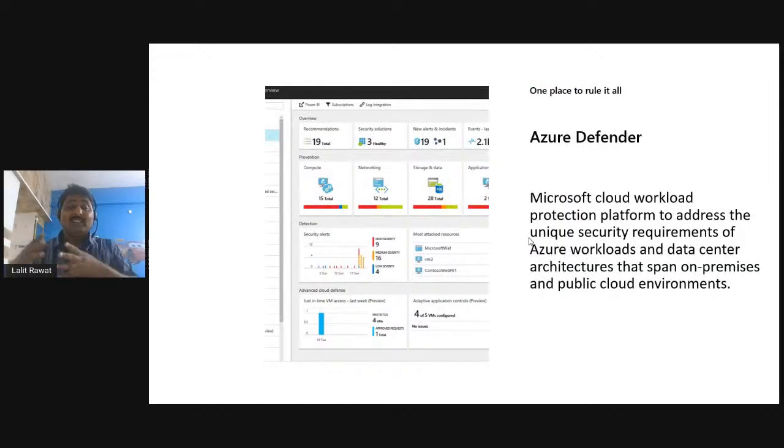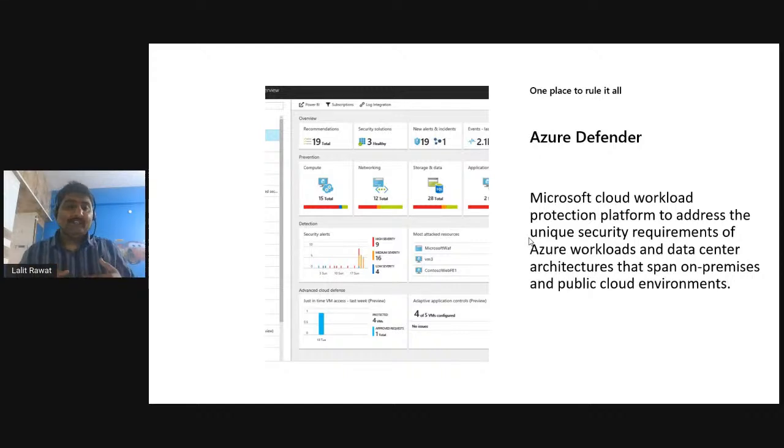Then what Azure Defender does is it is one place to rule it all. So Microsoft Defender helps you to protect your data, and it just gives you suggestions with the solutions. I'll give you the demo afterwards on how it will work.